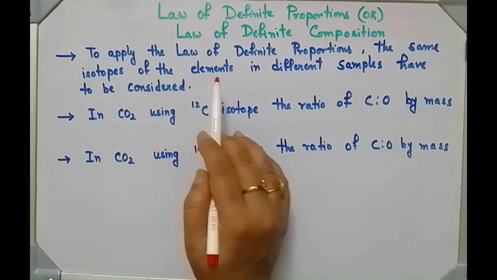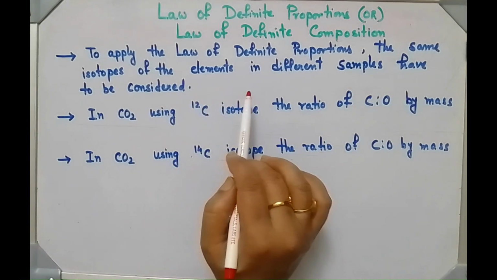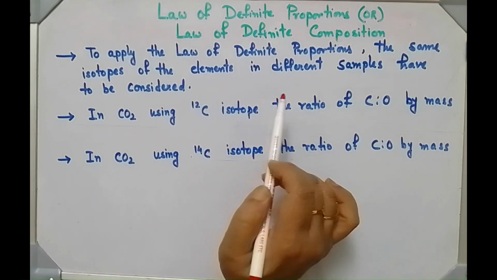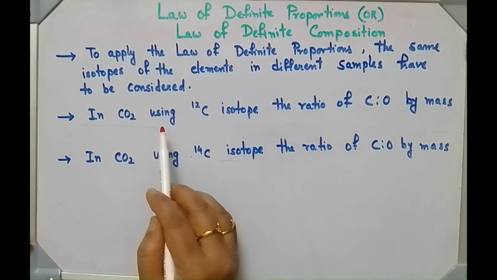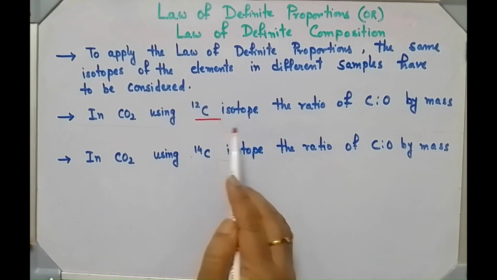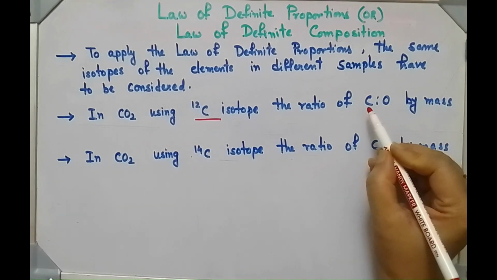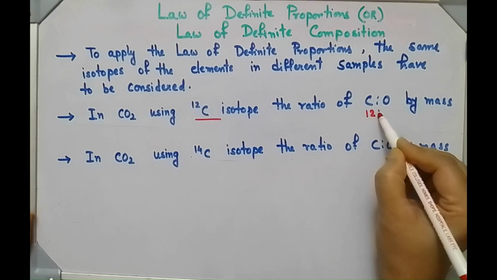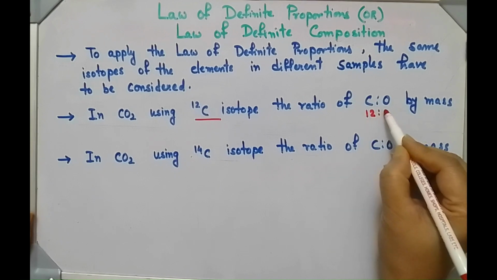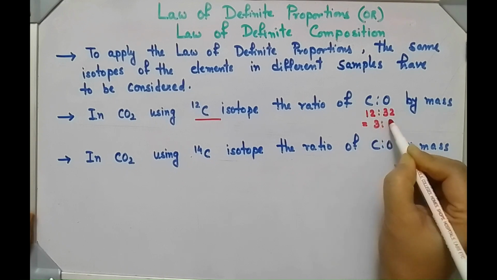To apply the law of definite proportions, the same isotopes of the elements in different samples have to be considered. As for example, in carbon dioxide, using carbon 12 isotope, the ratio of carbon to oxygen by mass is, here atomic mass of carbon is 12. So 12 and 2 oxygen atoms are there. So 16 times 2 is 32, it is coming 3:8.